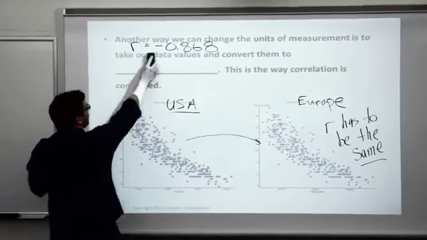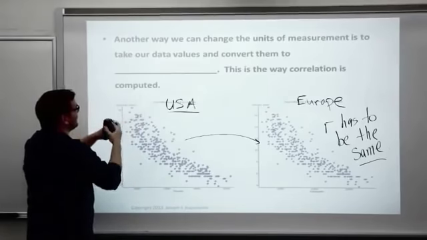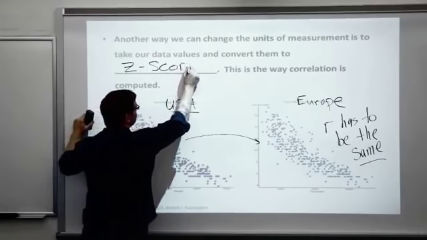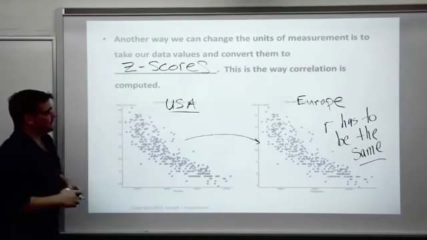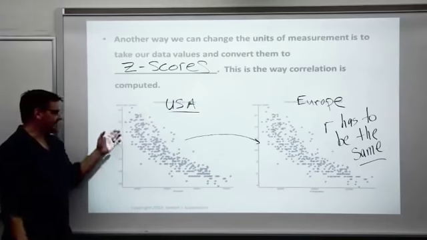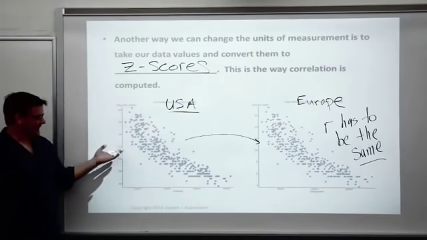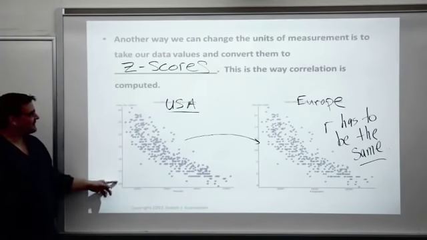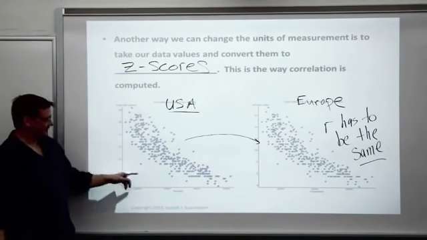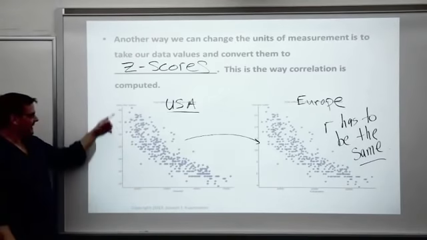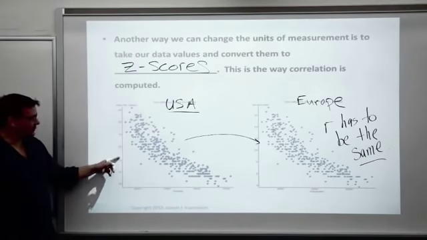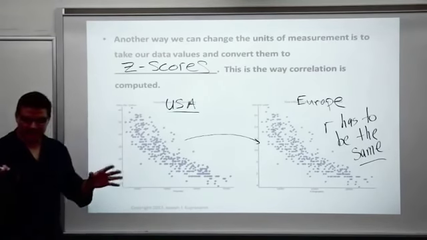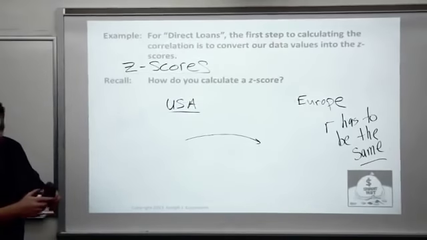One more bullet point. Another way that we can change the units is to take our data values, and here's the trick, convert to z-scores. So just think about this for a second. There's 370 cars here. I have 370 X values and 370 Y values. That means I would have to convert 370 numbers to a z-score and 370 more numbers to a z-score. By hand, this is a pain. We won't really do this by hand, but we have to understand the ideas.